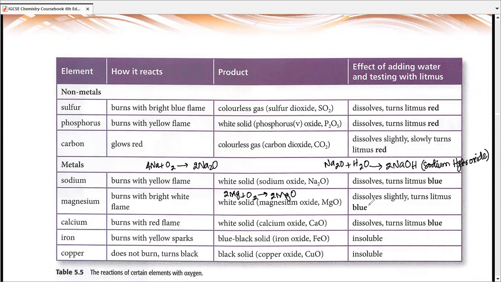Magnesium oxide also dissolves slightly, and it turns litmus paper from red to blue because it can also form the hydroxide for magnesium, the same type, that's magnesium hydroxide. I'm not going to write the name since I don't have enough space. So that's magnesium hydroxide, pretty much similar to how we have written sodium hydroxide. Make sure you write it.